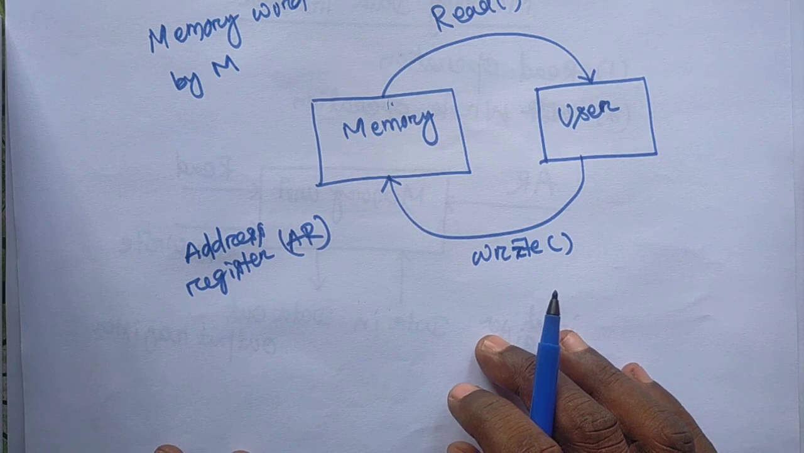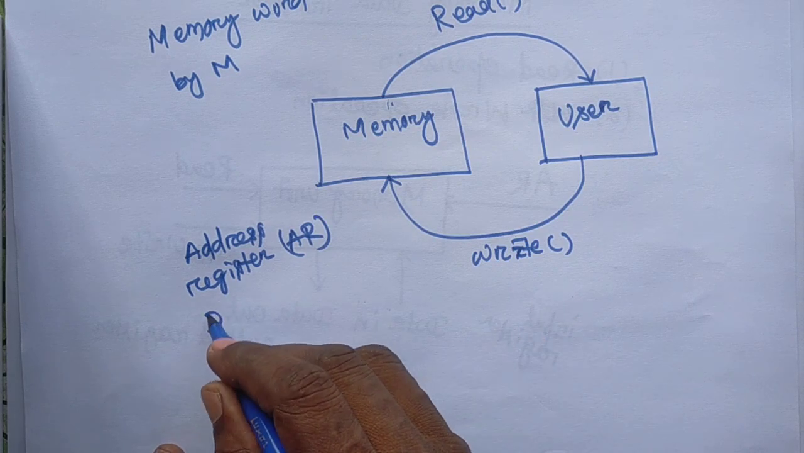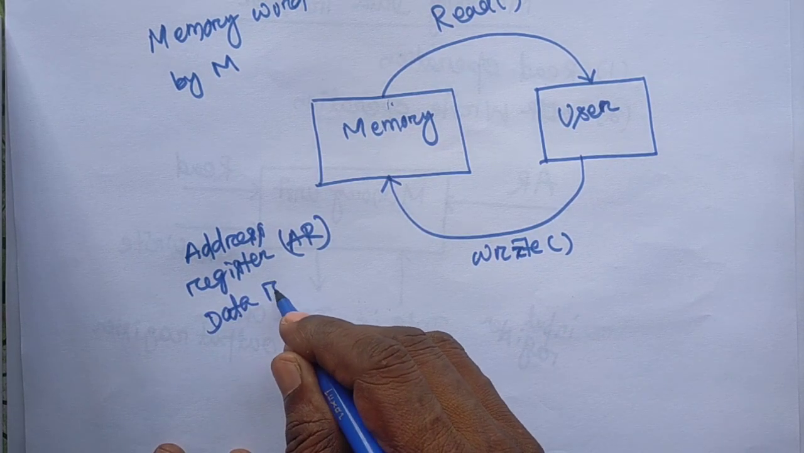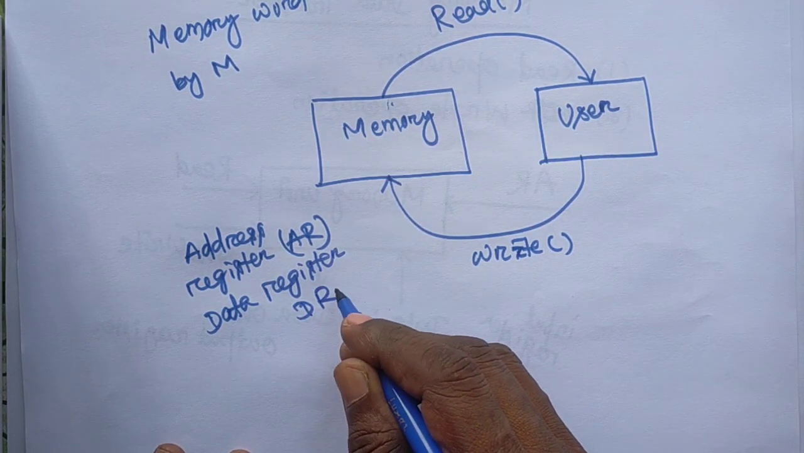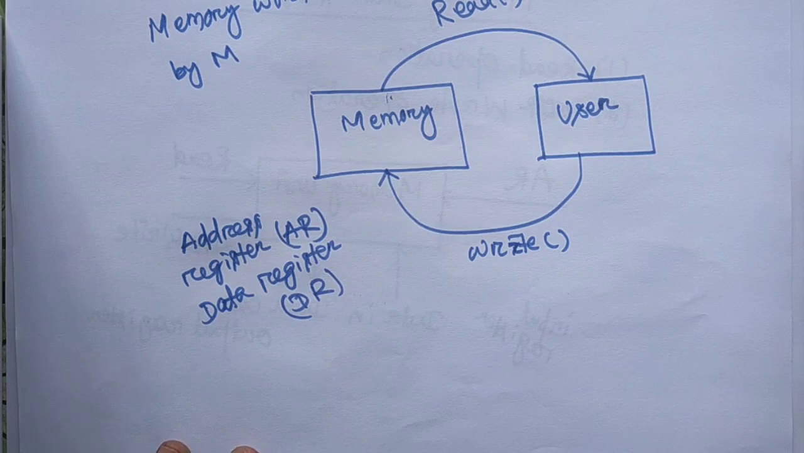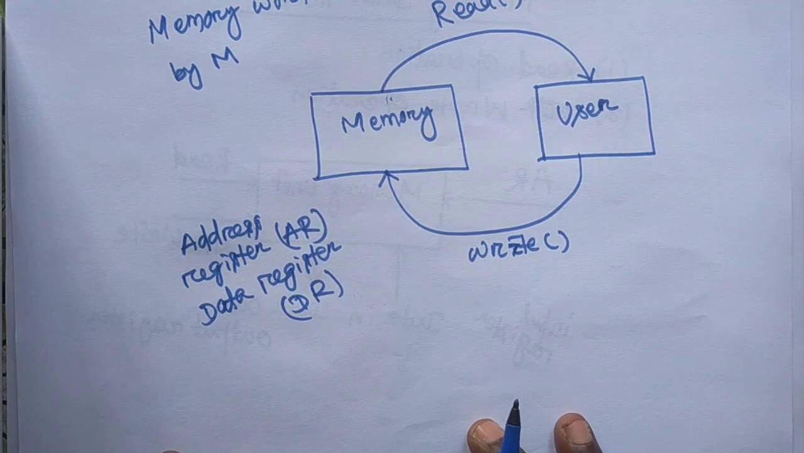And for the data register, we go through DR. Data register DR and address register AR. This is the normal notation, meaning the notation used for memory transfer. So use it in this way.